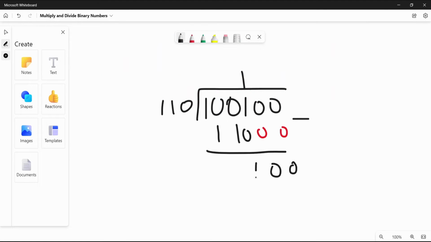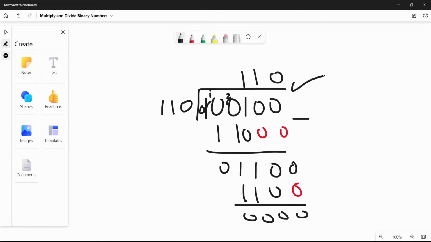0, 0, 1. I'll borrow a 1 from this one, as well as from this one. This will become 2, 1, and 0. As you can see, we have 1, 1, 0, 0. What we'll do now, I'll just consider 2. When I consider 2, I need to add 1 0 to my number. So 0 and then copy the number itself. Now we'll get a remainder of 0, and so the answer is 6.